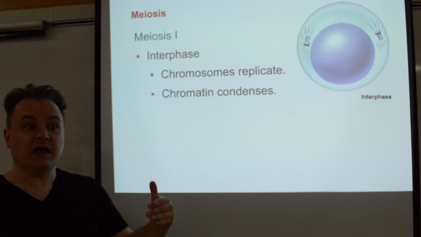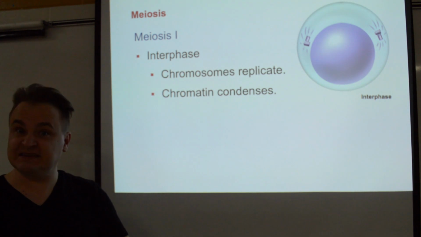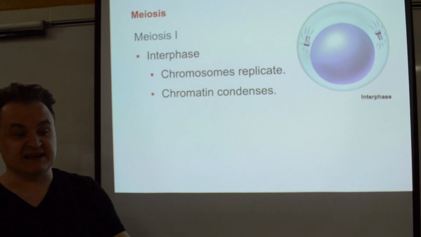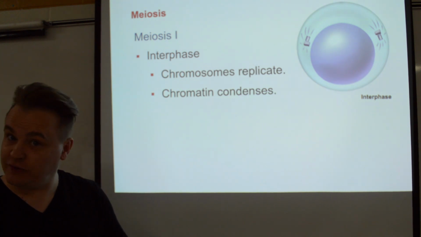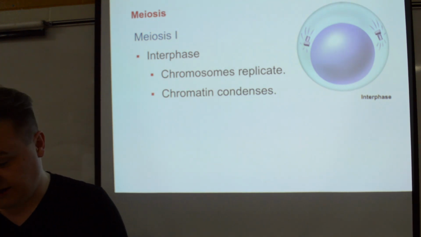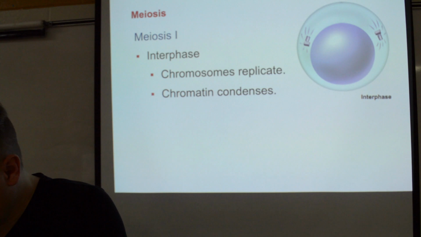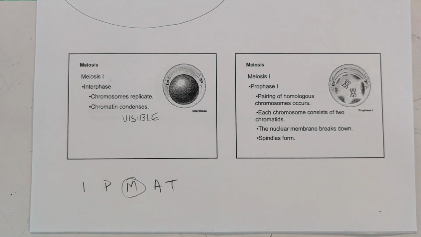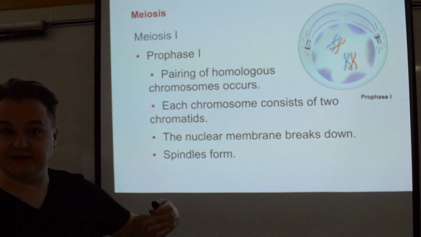So in interphase, just like in mitosis, the chromosomes condense and they become visible and they make copies. That's all you need to know. So there it is, right? They replicate and they condense. You could say they are visible. All right, let's talk about what happens in prophase. The first round of prophase, I picked.